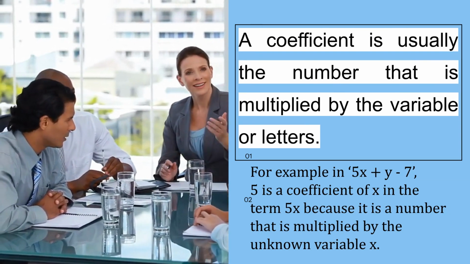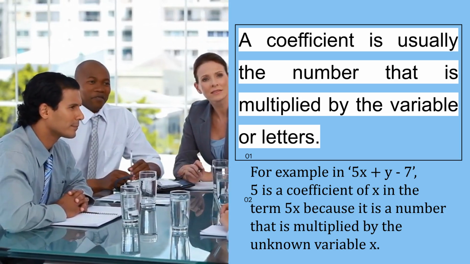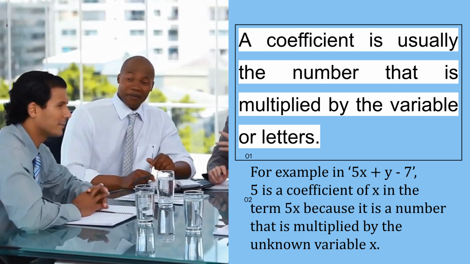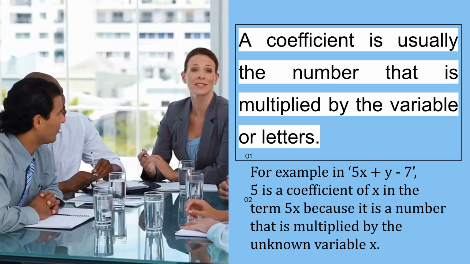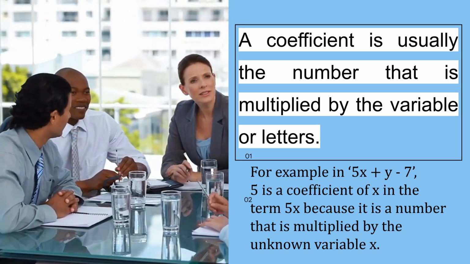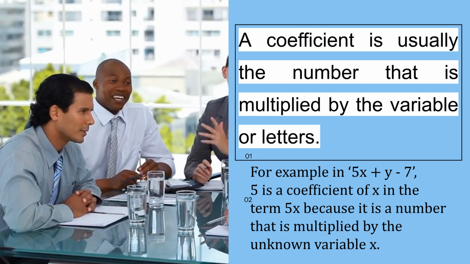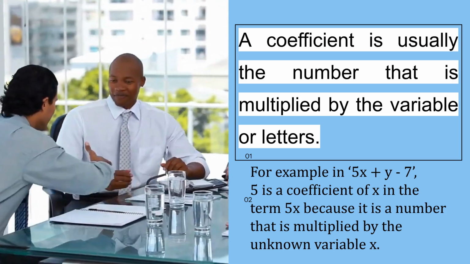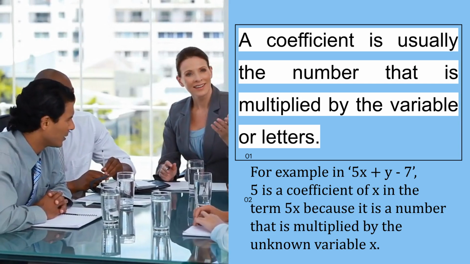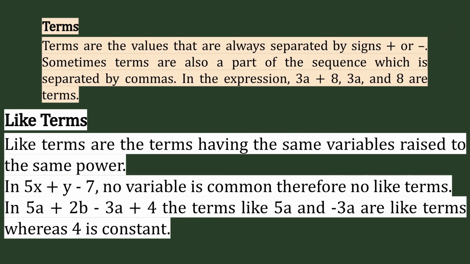A coefficient is usually the number that is multiplied by the variable. For example, in 5x plus y minus 7, 5 is the coefficient of x in the term 5x because it is a number that is multiplied by the unknown variable x. Terms are the values that are always separated by the signs plus or minus. Sometimes terms are also a part of a sequence, which is separated by commas. In the expression 3a plus 8, 3a and 8 are terms.